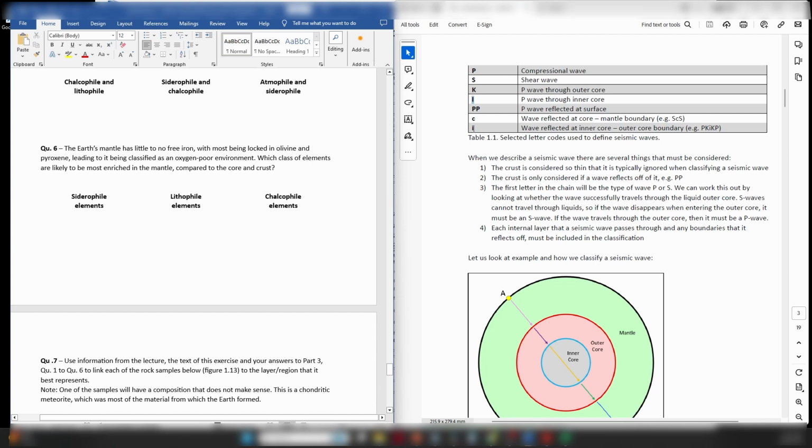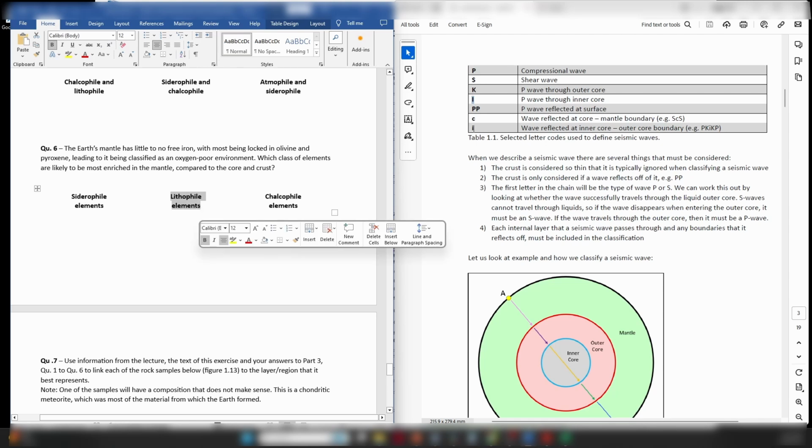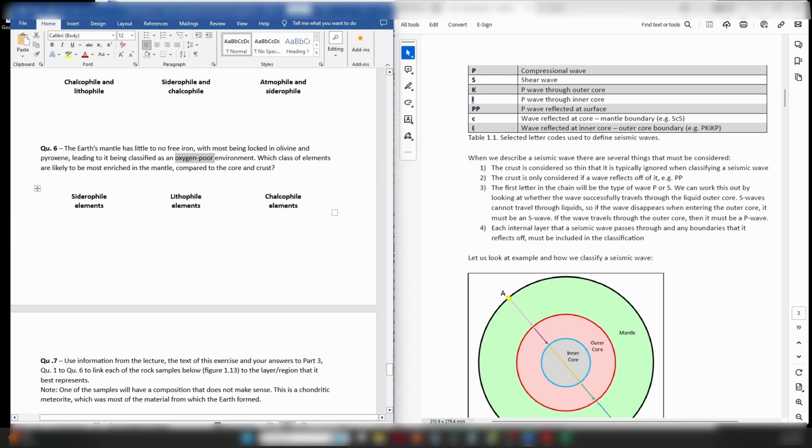So which class of elements are likely to be most enriched in the mantle compared to the core and crust? Think about it. Where would the siderophile elements like to be? Where do the lithophile elements want to be? And where do the chalcophile elements want to be? Bearing in mind that chalcophile elements really like oxygen-poor environments.